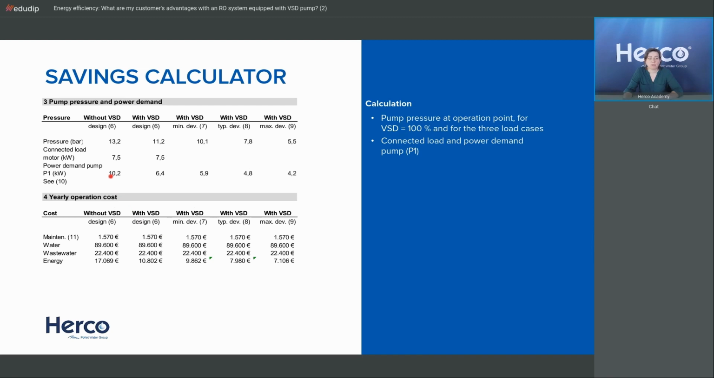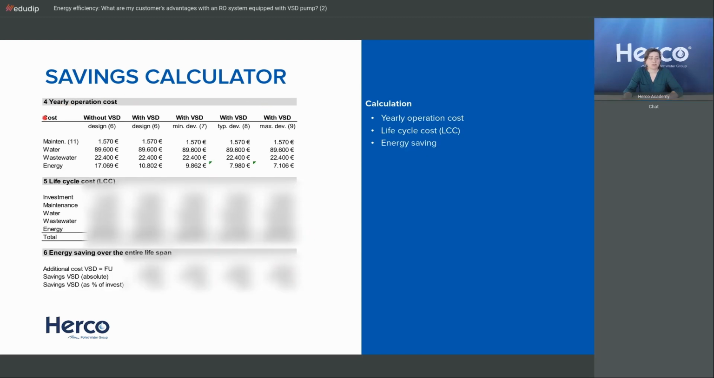Now, with the power demand given here, the costs are calculated. You see here the maintenance cost. This is estimated as a percentage of the investment. It's not higher for the unit with VSD, because we actually have a lower maintenance need in general because of the soft start. The water and wastewater costs are the same for all the load cases. That makes sense because we haven't done anything about the water. And the energy costs differ. All right.